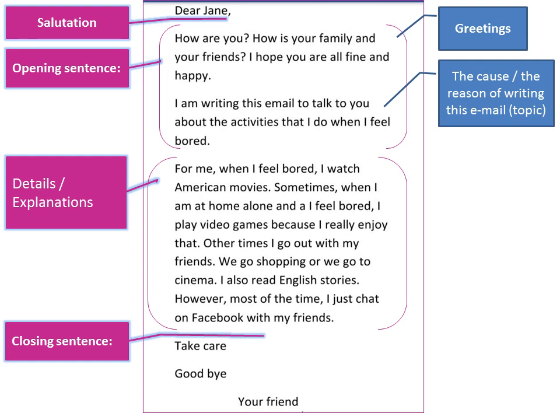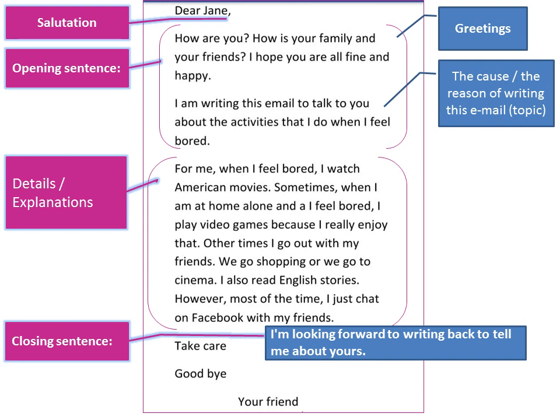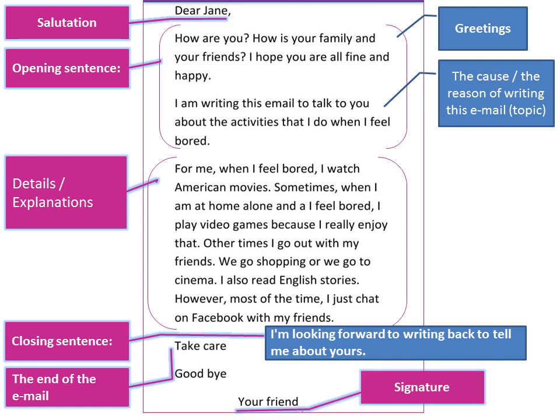Here you can add another sentence which is called the closing sentence, and this is one example that you can add to this email. I am looking forward to writing back to tell me about yours. I mean here your activities that you do when you feel bored. And then we have the end of the email. You can say take care or goodbye. And finally we have your friend, which is named the signature. You can say your friend, and you can say your name, and we have different other expressions that might be used here.